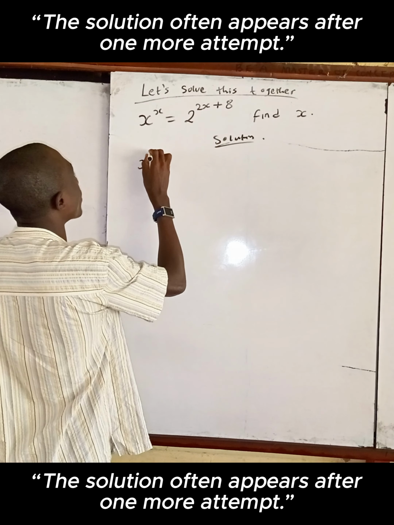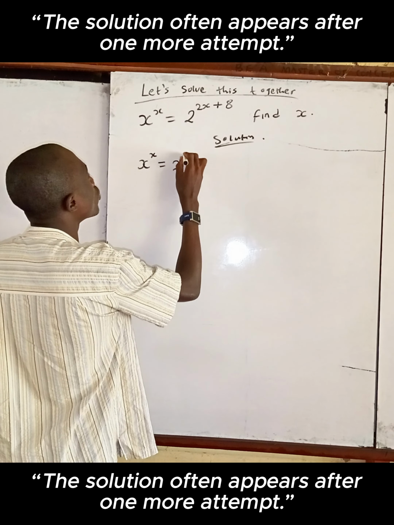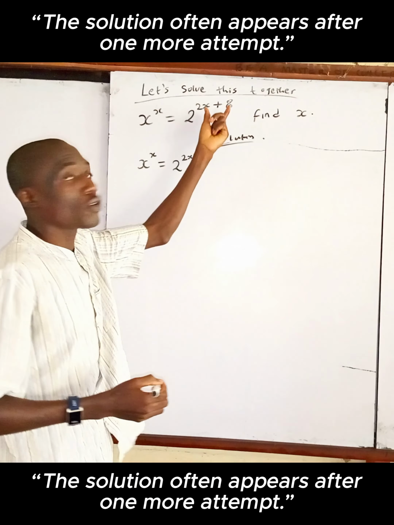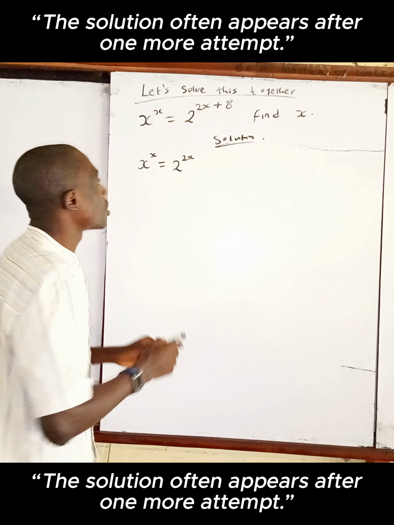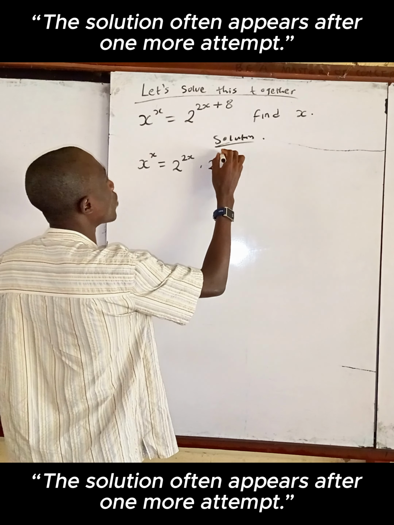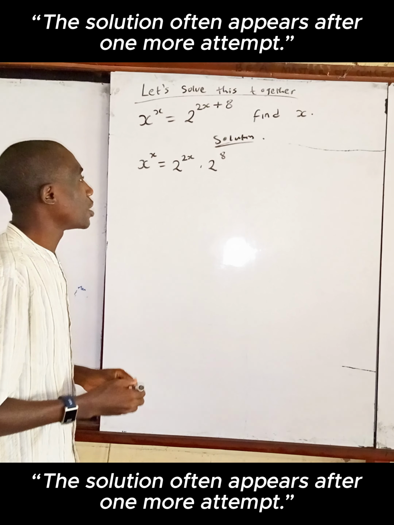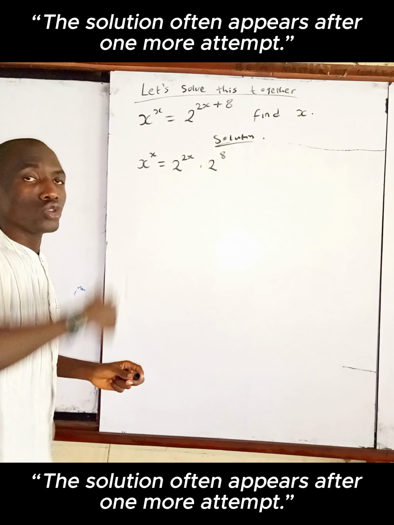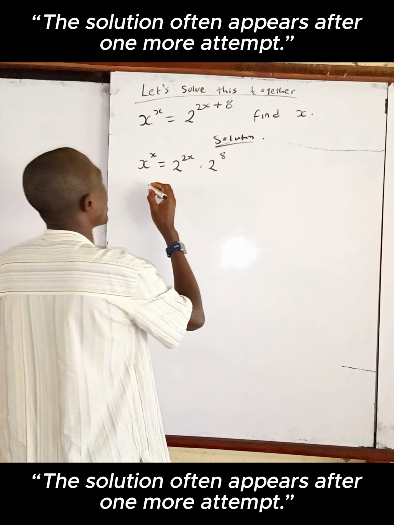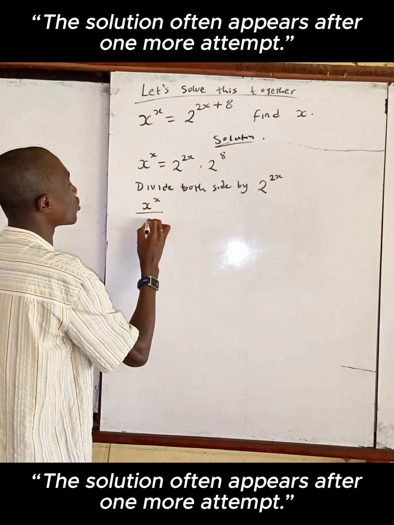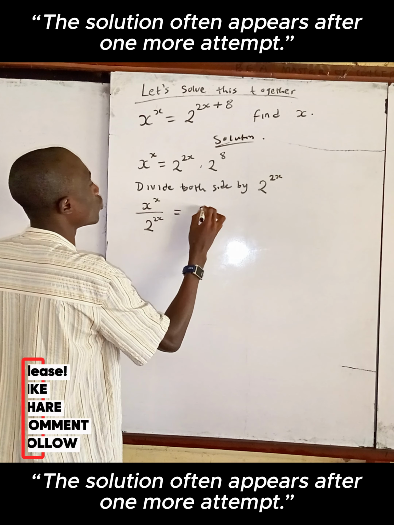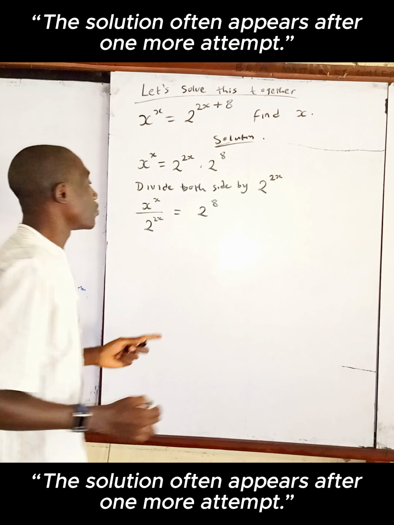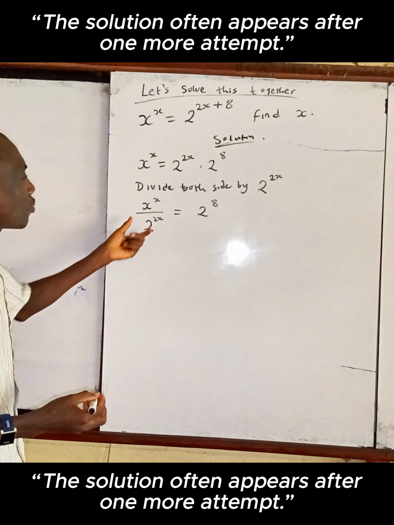So we have x raised to power x is equal to 2 raised to power 2x. Then this plus, don't forget in indices, whenever you are having addition of power, that means you are multiplying the base. So we are going to have multiplied by 2 raised to power 8. So from this level, what am I now going to do? I can easily divide throughout by 2 raised to power 2x. We are going to have x raised to power x divided by 2 raised to power 2x is equal to 2 raised to power 8. You know the 2 raised to power 2x here would have divided themselves. If you check it very well, I'm already having what I'm looking for.